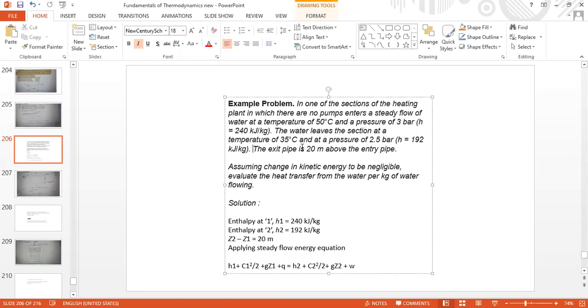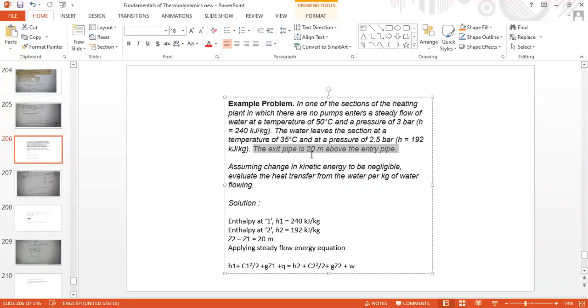Here, see this sentence: the exit pipe is 20 meters above the entry pipe. This means that the datum level of the exit pipe, that is Z2, is at a higher position than Z1 by 20 meters. Or you can say that Z2 minus Z1 equals 20 meters.